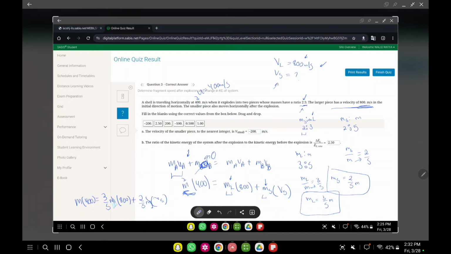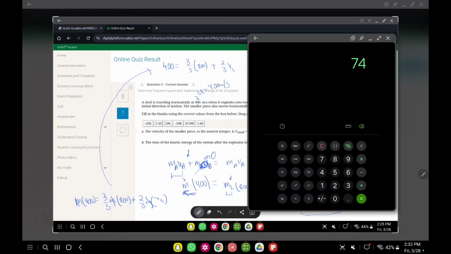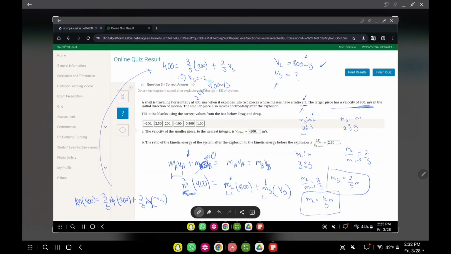Okay, can I cancel m with m with m with m? Yes, I can. So I'm going to be left with 400 is equal to 3 over 5 times 800 plus 2 over 5 vs. Okay, can I solve this now? Of course I can. Yeah, let's get the calculator. 400 minus 0.6 times 800, divided by 0.4. You're gonna get negative 200. Okay, so vs is negative 200 meters per second.